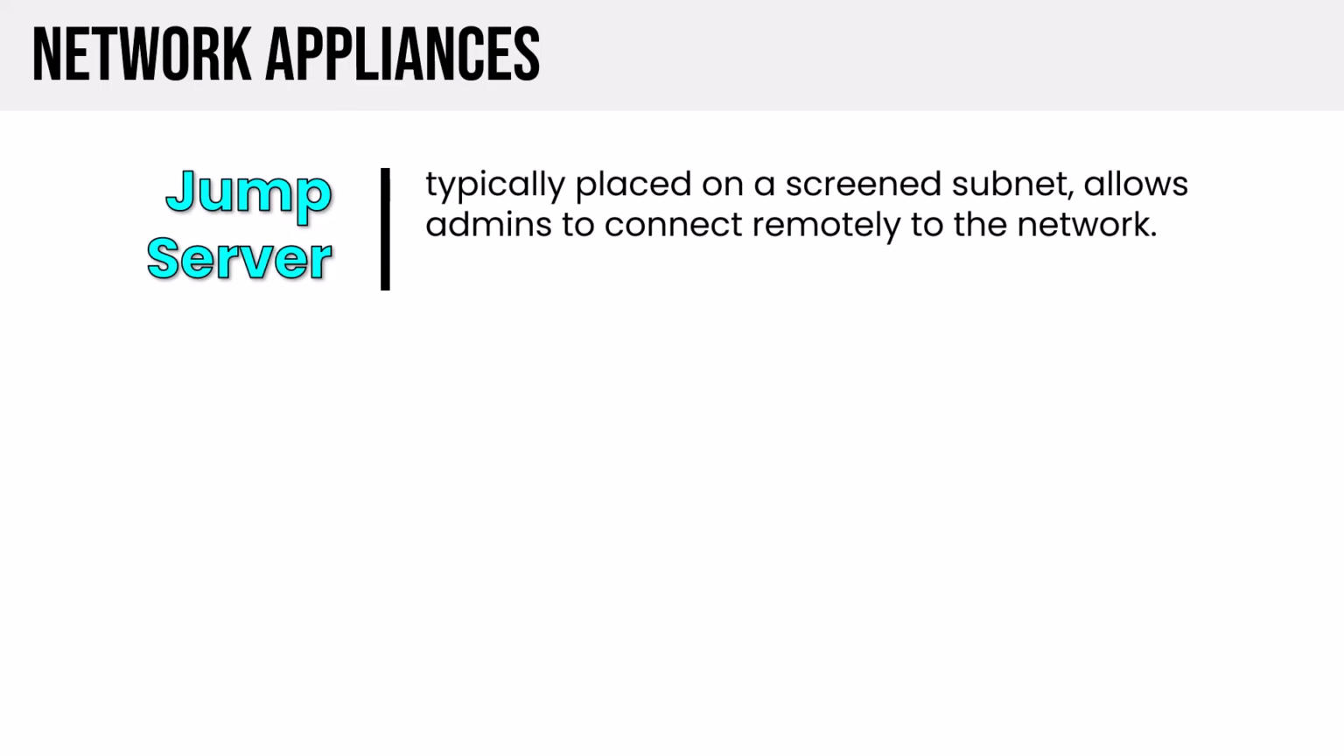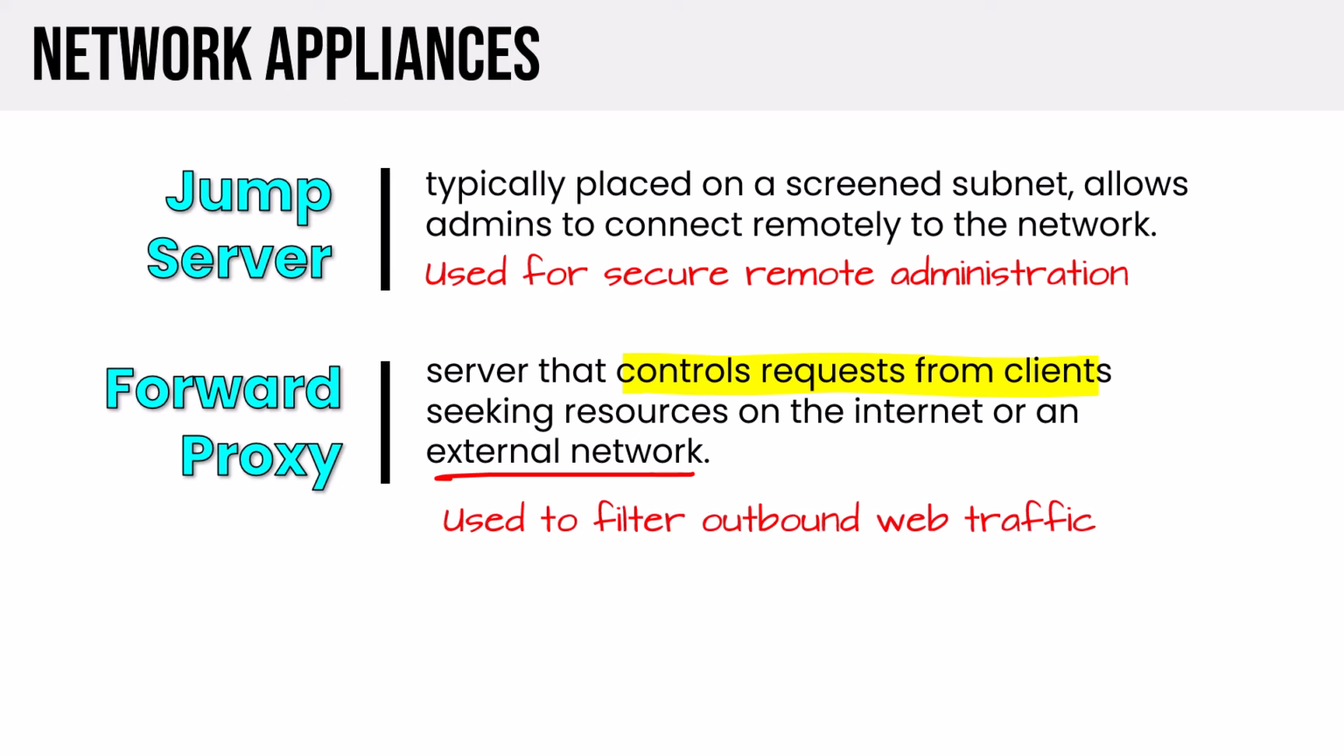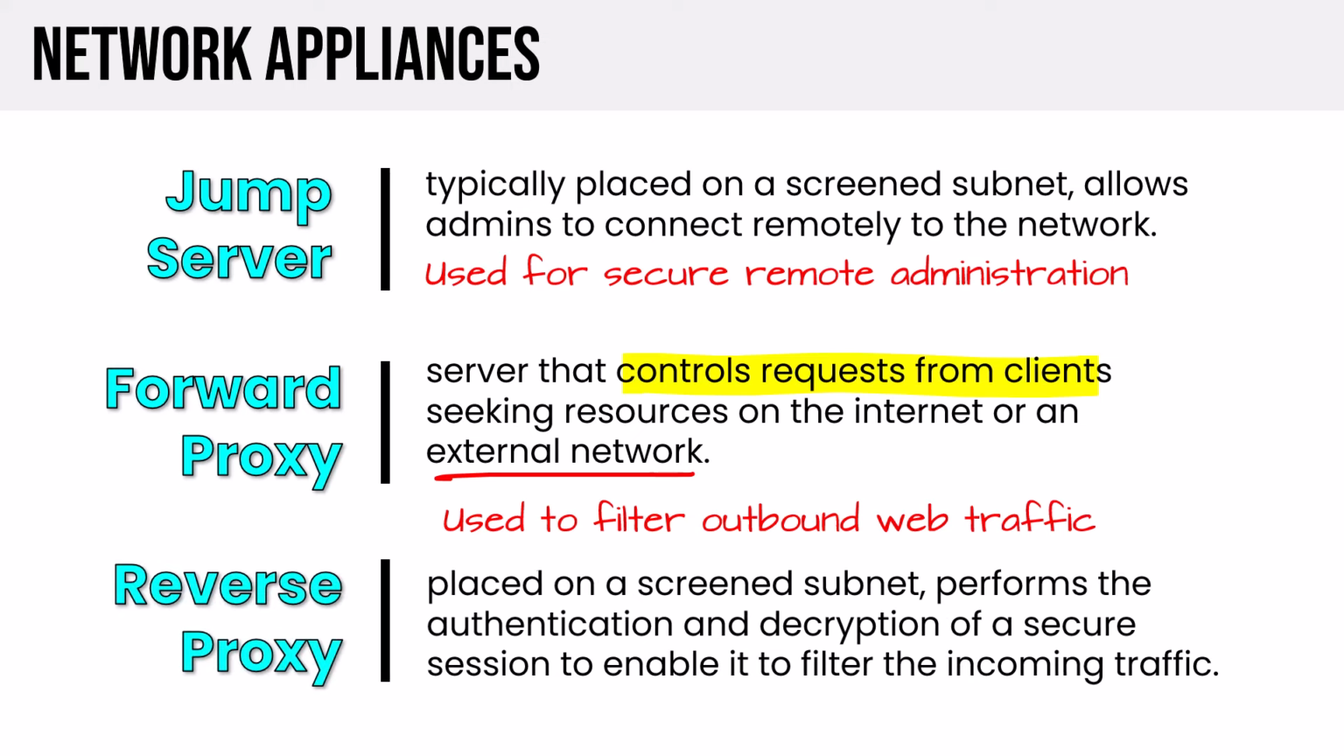We see some network appliances called out on the syllabus. There's the jump server, which is typically placed on a screen subnet and allows admins to remotely connect to the network, generally used for secure remote administration. Then we have the forward proxy, which is a server that controls requests from clients seeking resources on the internet or an external network. This is typically used to filter outbound web traffic of your employees. And then we have the reverse proxy, which is placed on a screen subnet and performs the authentication and decryption of a secure session to enable it to filter incoming traffic.